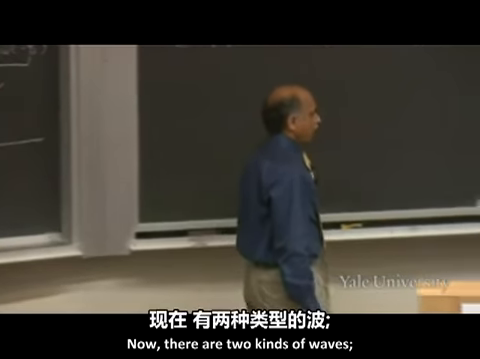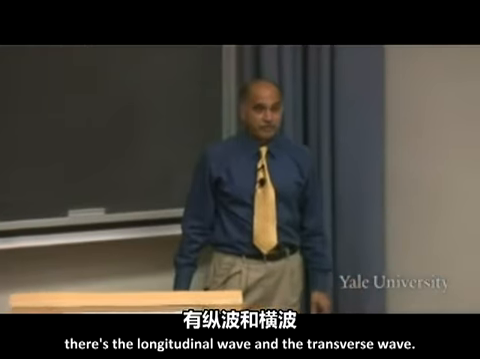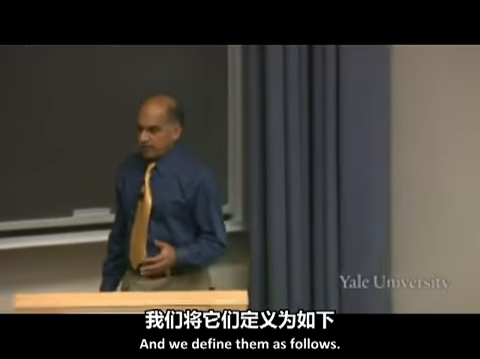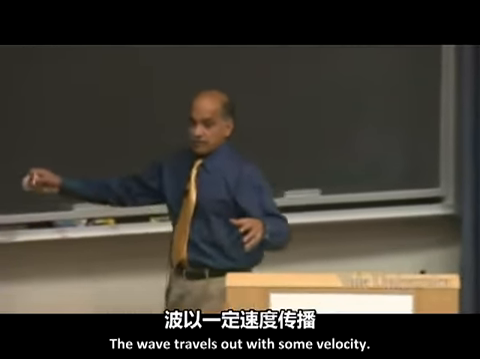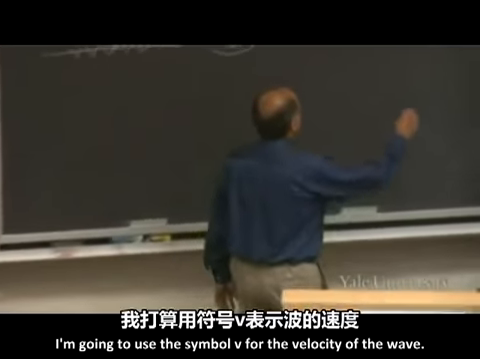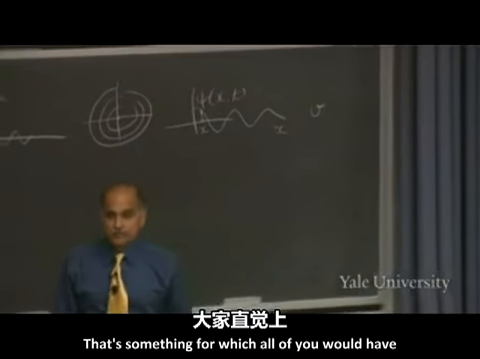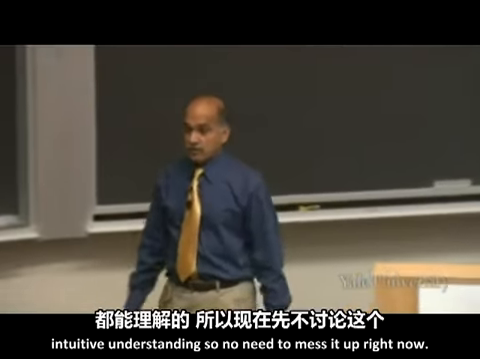Okay, now there are two kinds of waves. There's the longitudinal wave and the transverse wave. And we define them as follows. The wave travels out with some velocity. So I'm going to use the symbol v for the velocity of the wave. That's something for which all of you have good intuitive understanding, so there's no need to mess it up right now.